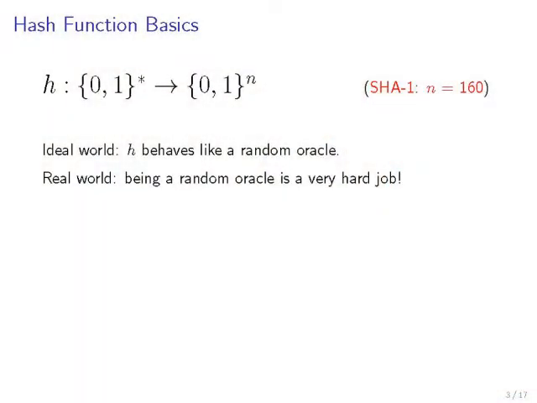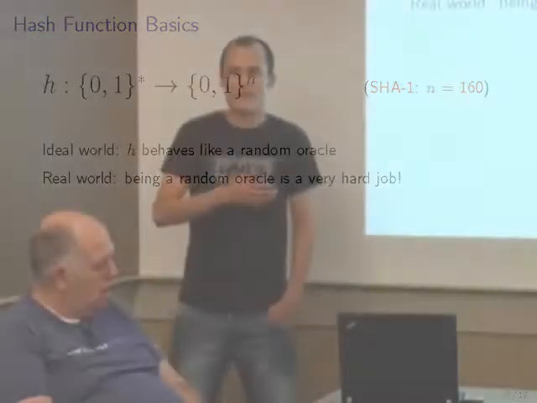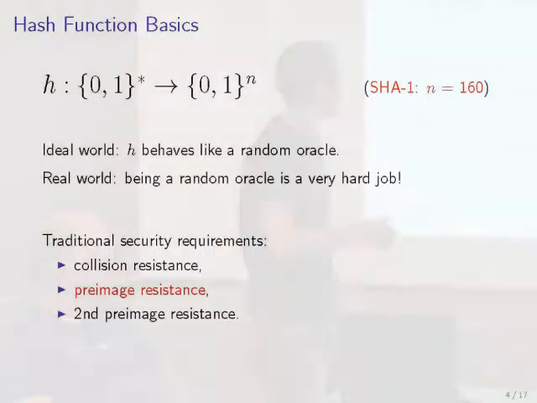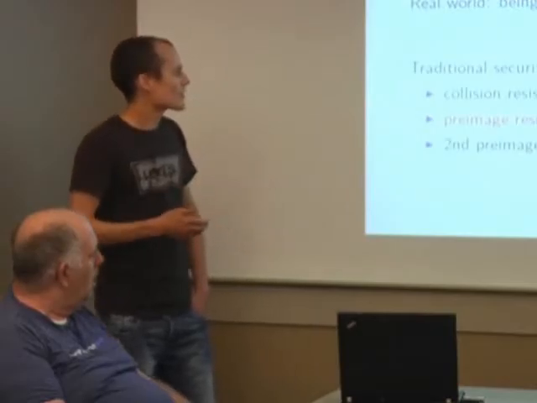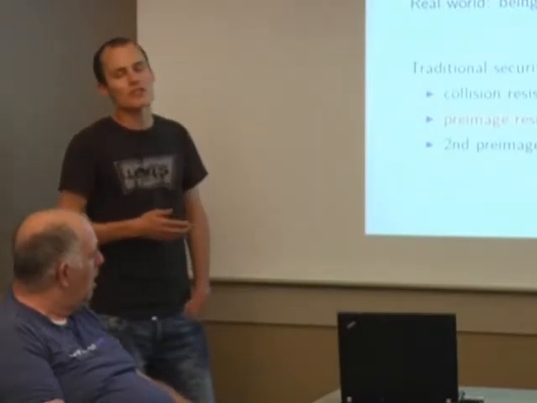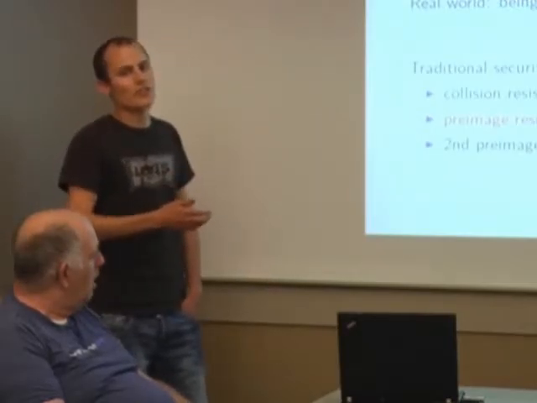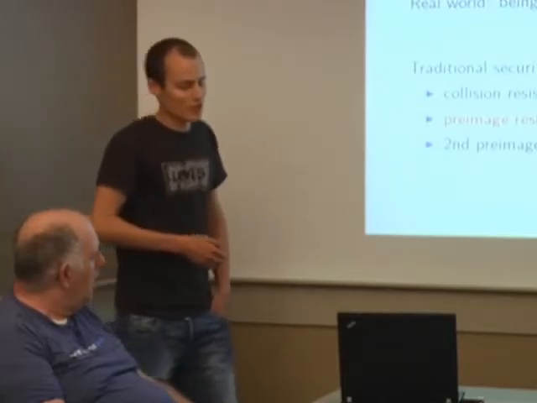And in an ideal world, it is expected that such a function behaves like a random oracle. But in the real world, we all know that it's not possible to build a random oracle. And so what we will do in this talk is go back to a bit more traditional security requirements, which are these three properties: collision resistance, preimage resistance, and second preimage resistance. And in this talk, specifically, we focus on preimage resistance.